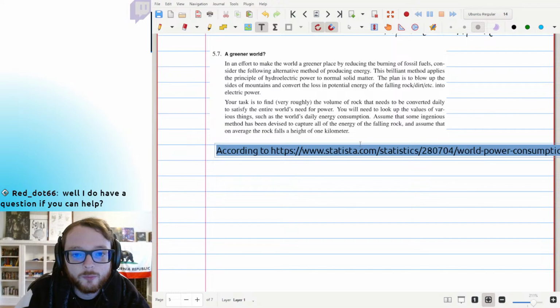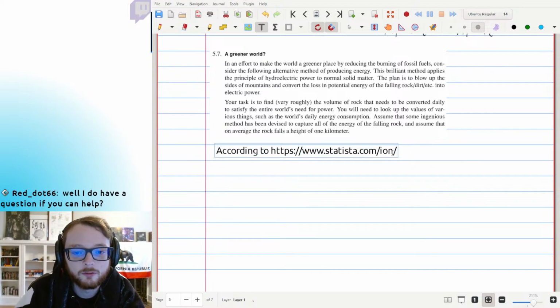How do I make text smaller in this program? Why isn't there an easy way to do that? Okay, well, we're just not going to include the entire link.